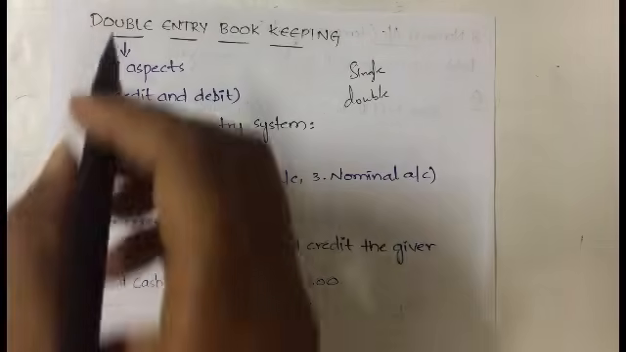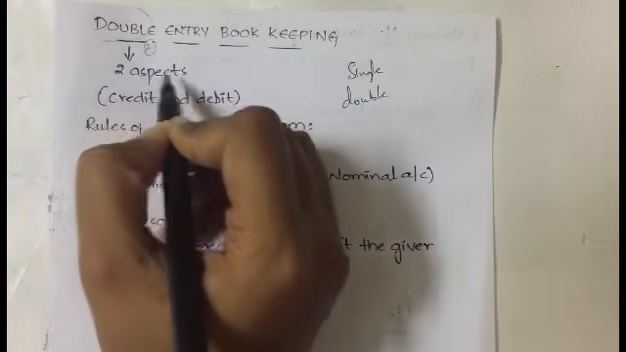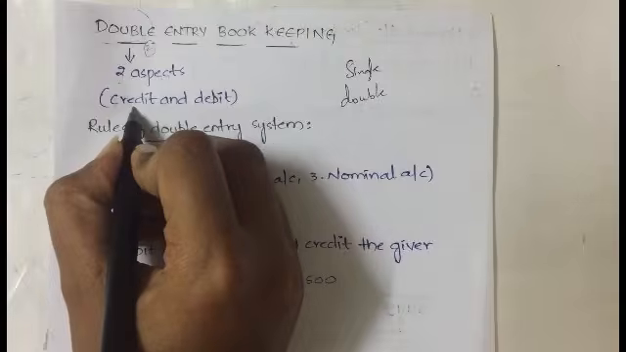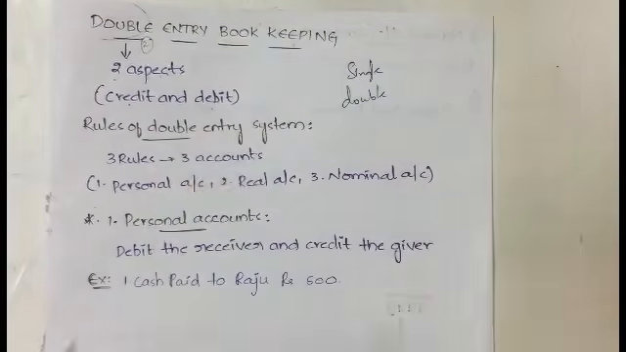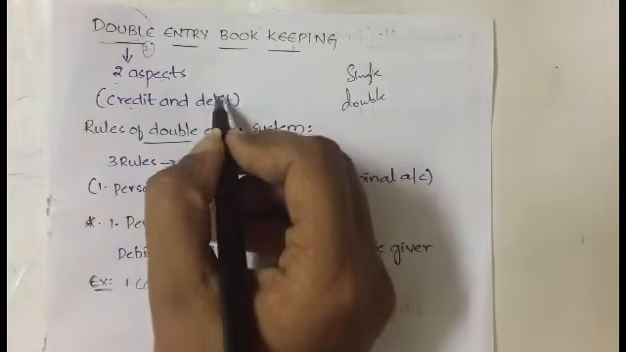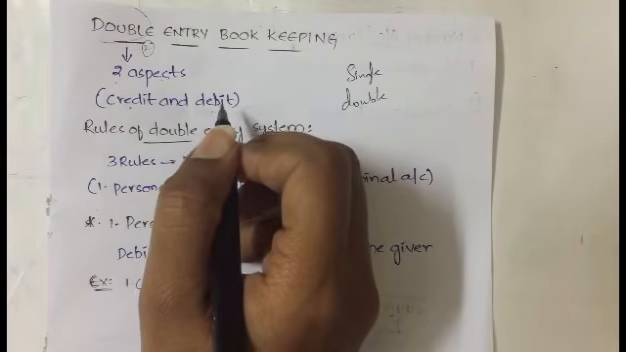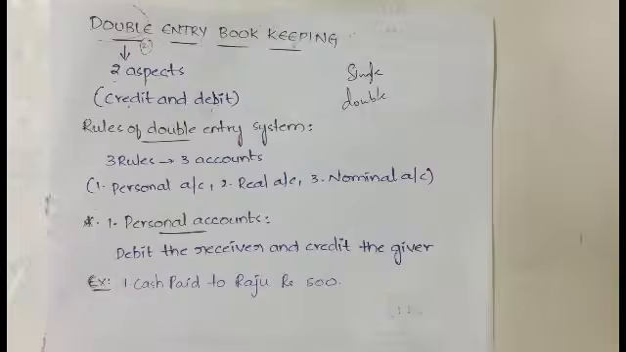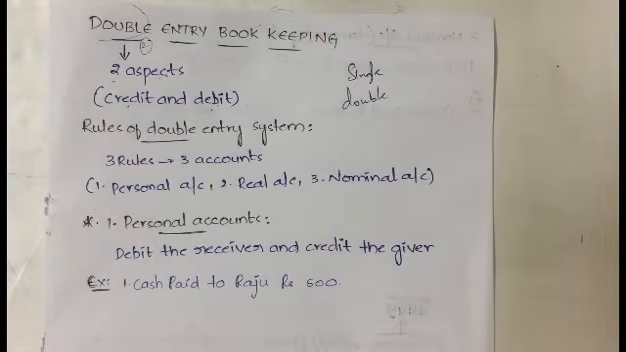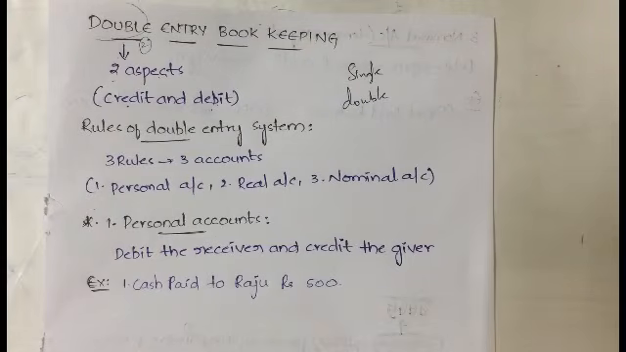In double entry, this double means two, right? So it has two aspects. Number one is credit and number two is debit. That means for every debit transaction there will be a credit transaction. For every credit transaction there will be a debit transaction. Simply credit or simply debit will not exist. Both of them will exist for each and every transaction. That is what double entry bookkeeping tells us.